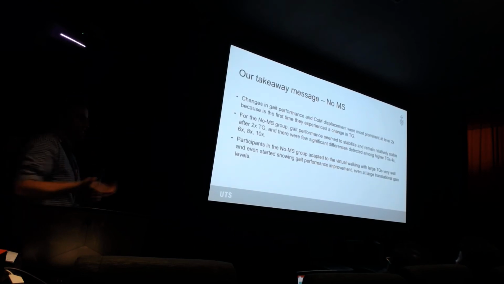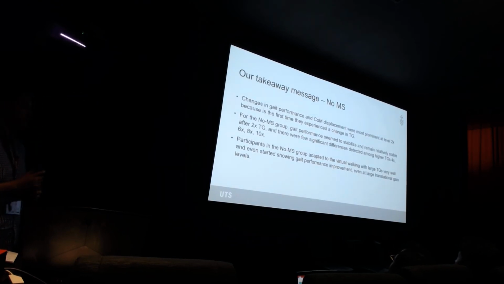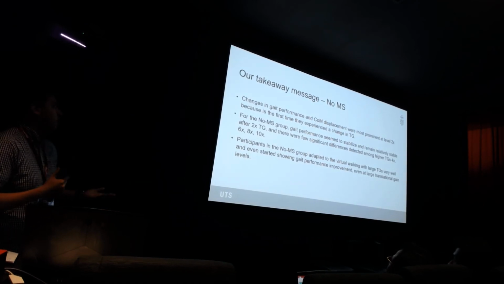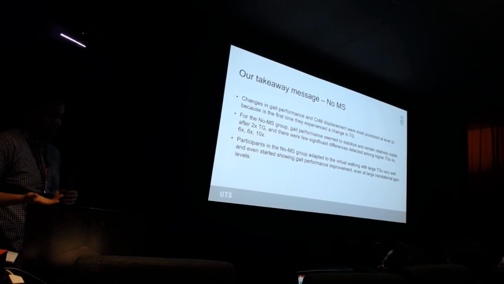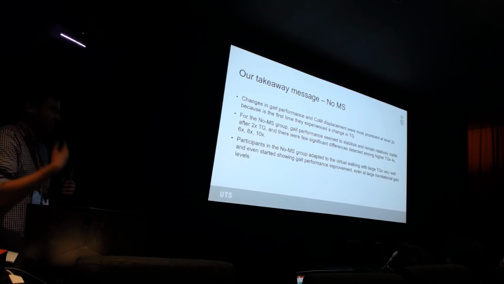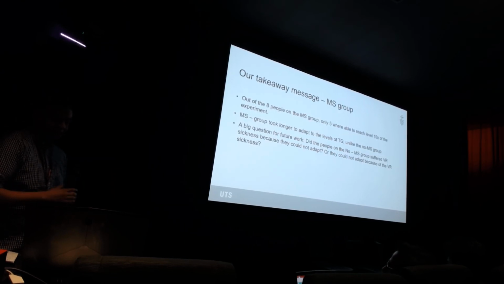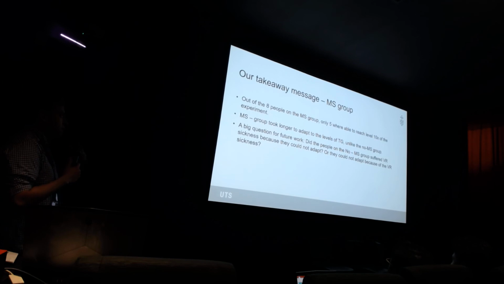And so this is basically our takeaway message. We divided the people into 2 groups. For the no motion sickness group, you can see on all the measurements, there's a huge difference between level 1 and level 2. But once they reach level 2, they start to adapt over levels 4, 6, and 8, and you can actually see an improvement on the results. So we're basically hypothesizing that the people that are not motion sick adapted to the big levels of translational gain. So at the end, they were able to improve compared to the people that were motion sick.